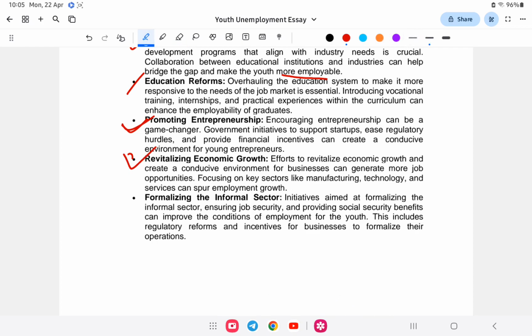Next, revitalizing economic growth, that is focus on manufacturing, technology and services, and formalizing the informal sector, that is informal sector workers like vegetable sellers. It is to formally create them. Vishwakarma is also there, which formalizes them.